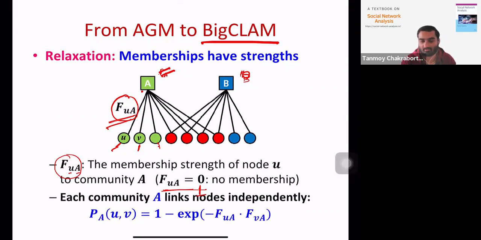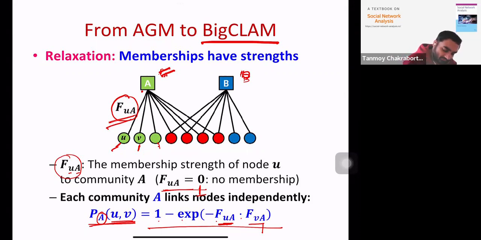Now we define the same quantity: the probability that two nodes are connected because of the community A. The probability that two nodes U and V are connected because of community A is defined as 1 minus exponential of minus FUA times FVA. What is FUA? FUA is a scalar value, the membership of U in community A. And FVA is the membership of V in community A. Both of them are scalar.